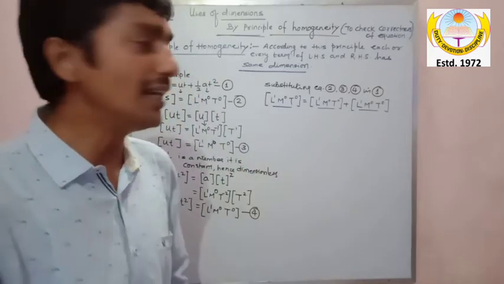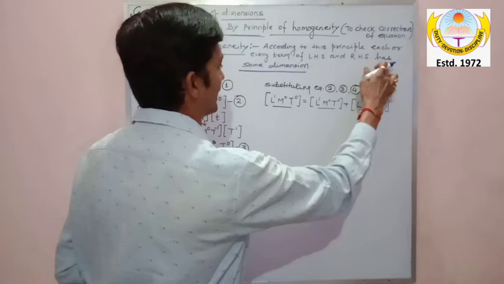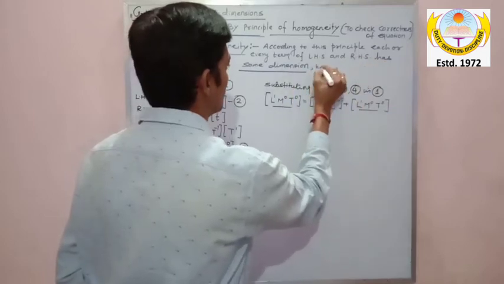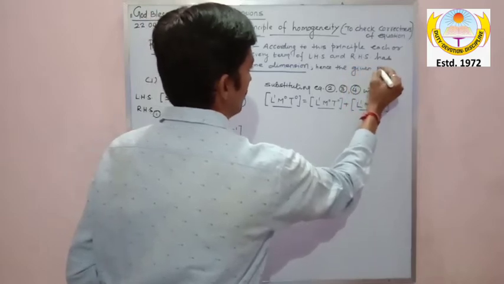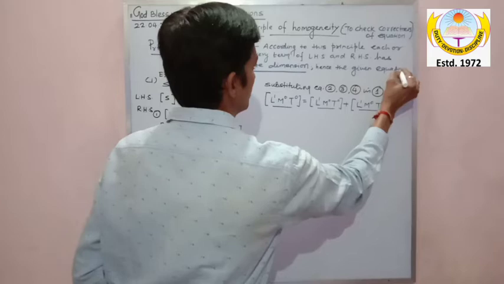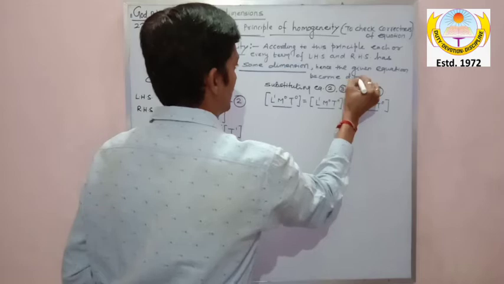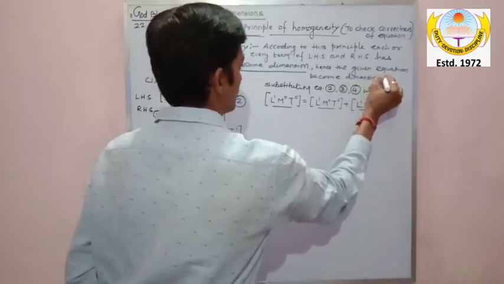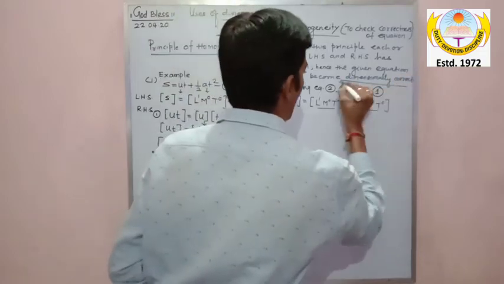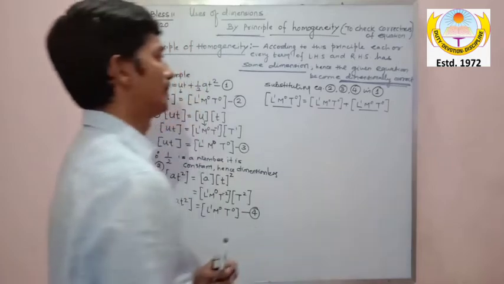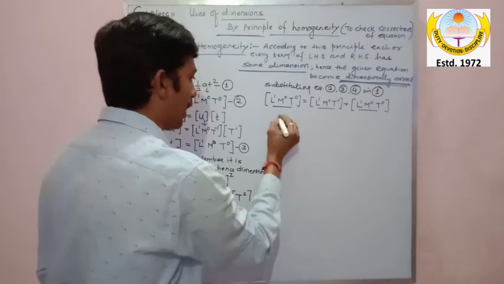And when this happens, then we can say, according to this principle, each or every term of LHS and RHS has the same dimension. Hence, the given equation becomes dimensionally correct. I will tell you why I am using the term dimensionally correct. So now my dear, here you can see each term is dimensionally correct, or at the most I can do one more step.